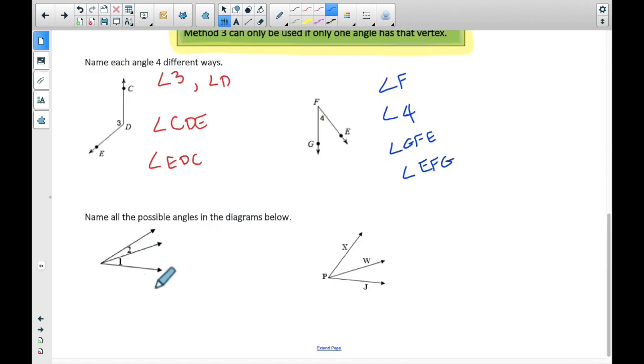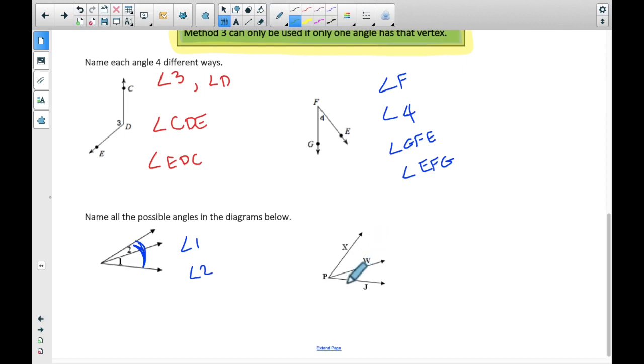All right, on this one, the only names that we have are angle 1 and angle 2. We don't even have any other names. There is a third angle, and it's this one, but there's no way to name it because we don't have enough letters and stuff. So it's just angle 1 and angle 2.